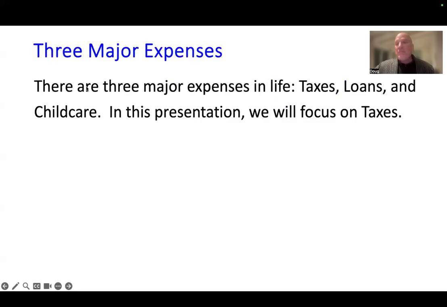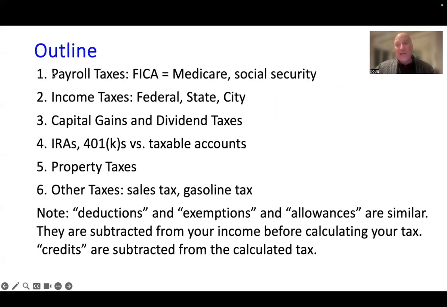There are three major expenses in life that I talk about in the book: taxes, which we'll deal with in this chapter, loans in the next chapter, and then childcare in chapter 6. So, an outline for this presentation on taxes: there are a number of taxes we're going to go through, and I definitely invite you to read the book. I hope that this video is useful as an introduction to the chapter.